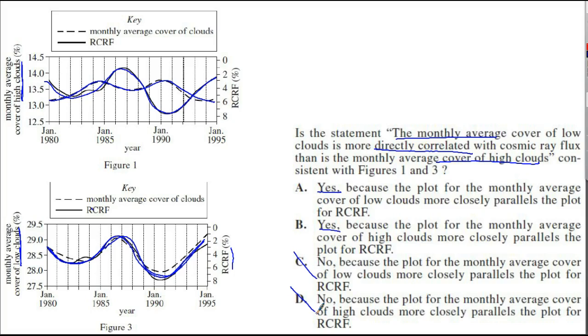So why? Is it because the plot for the monthly average of low clouds more closely parallels? Does the low clouds parallel it? Low clouds, they were parallel. Pretty sure this is the right answer. Let's look at this other yes. Because the plot for the monthly average of high clouds more closely parallels. Well, high clouds did not more closely parallel. So B is not our answer. A is our answer.